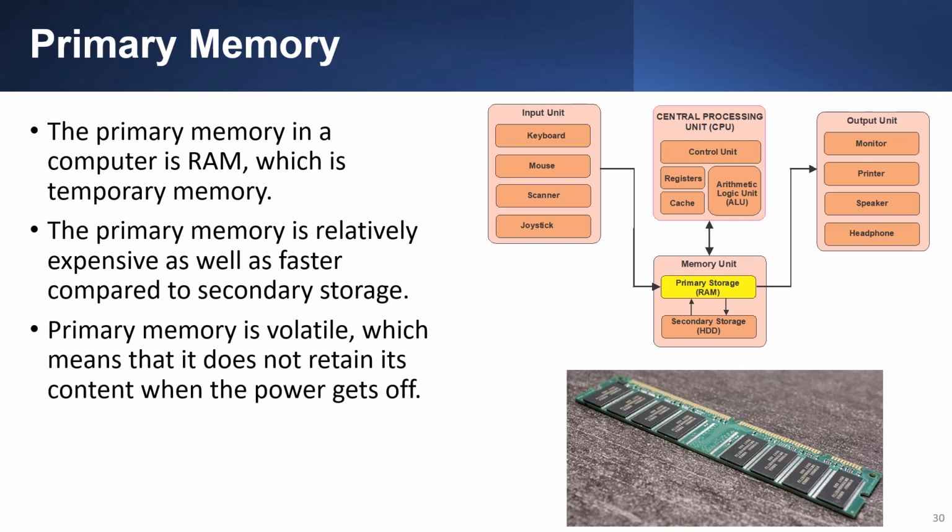The primary memory or storage in a computer is RAM, which is temporary memory or short-term memory. The primary memory is relatively expensive as well as faster compared to secondary storage. Unfortunately, primary memory is volatile, which means that it does not retain its content when the power goes off.